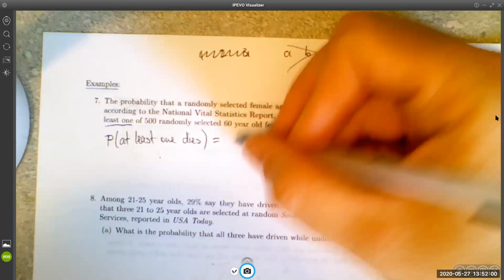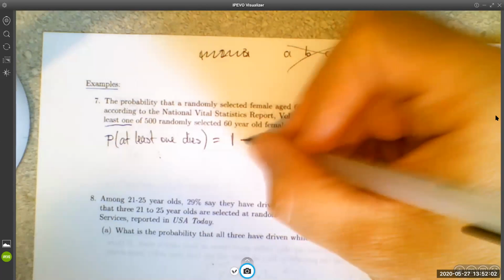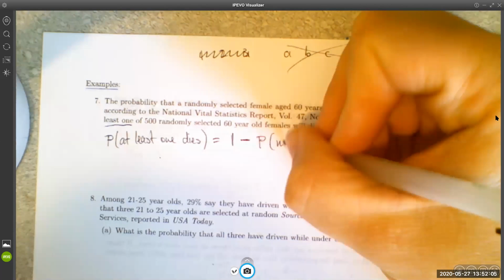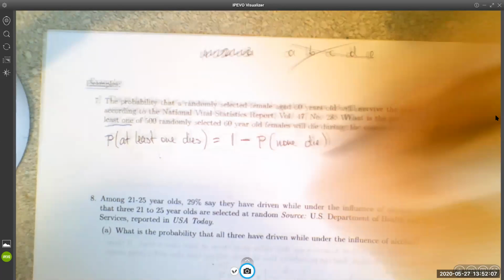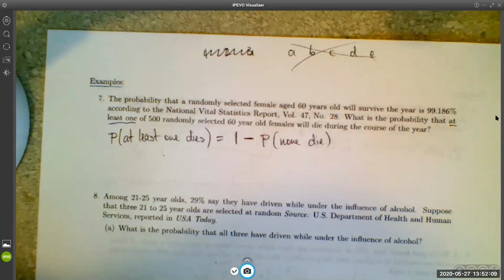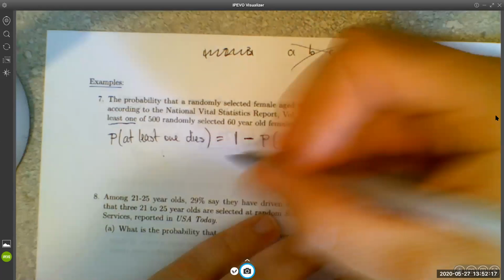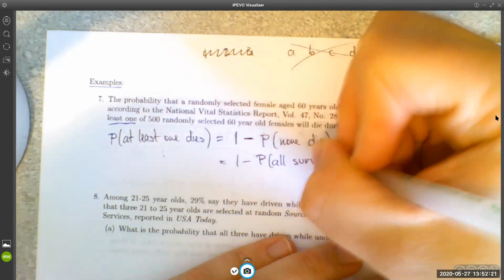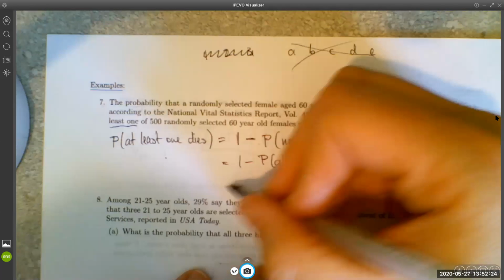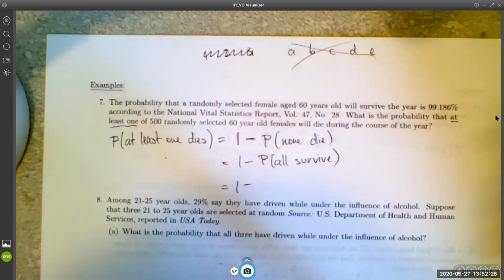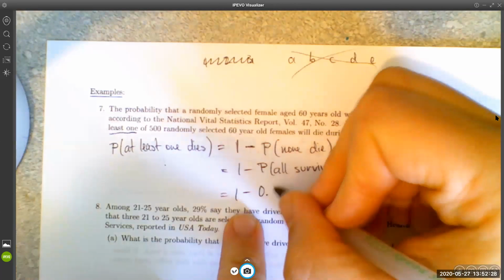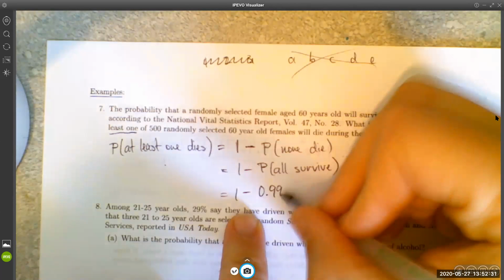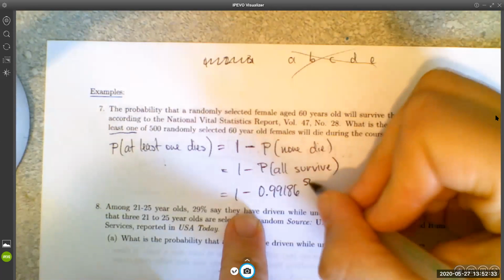So using the complement rule, this is 1 minus the probability that none of them die. Another way to say that none of them die is to say that they all survive. So this is really like saying 1 minus the probability that they all survive. And the probability that they all survive is the probability that one of them survives, 0.99186, to the 500th power.